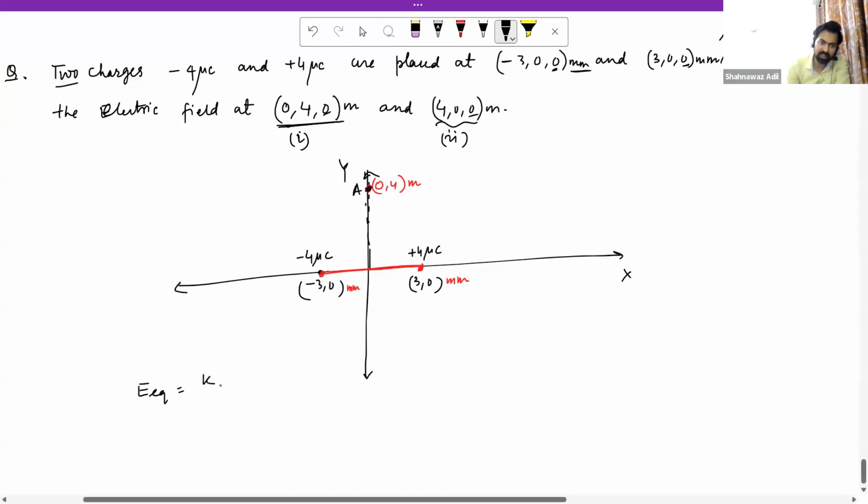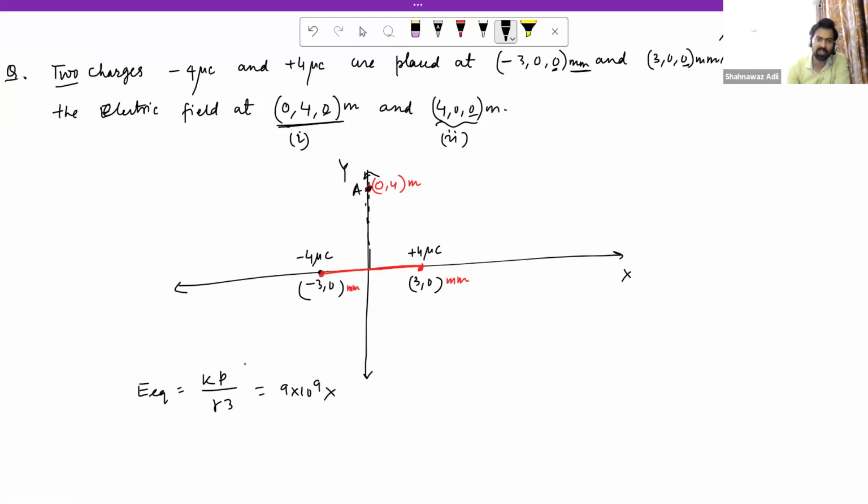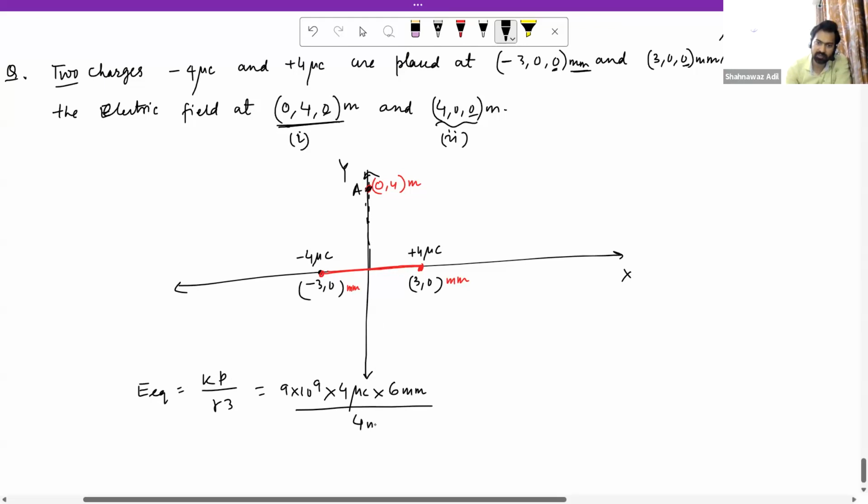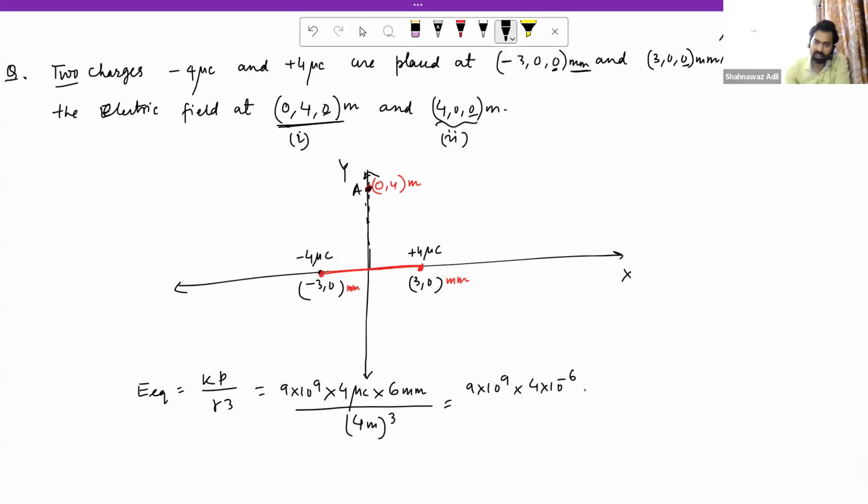We know that the field is kp by r cubed. So k is 9 into 10 to the power 9. p is charge into separation. Charge is 4 microcoulomb. Separation is how much? 6 millimeters. And divided by r cubed, r is 4 meters. So this would be how much? This is 9 into 10 to the power 9, 4 micro is 10 to the power minus 6, and then this is 6, milli is 10 to the power minus 3, and then this is in meters.